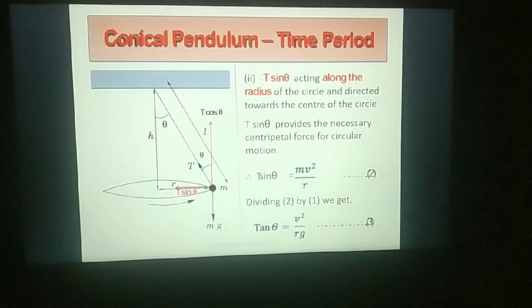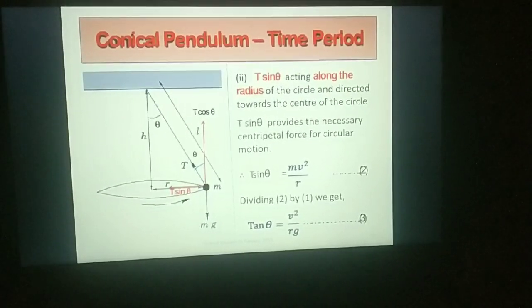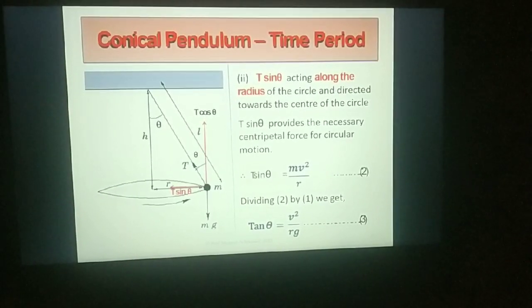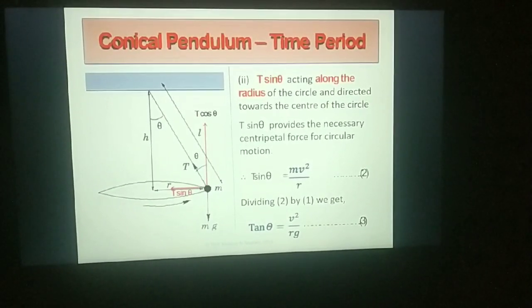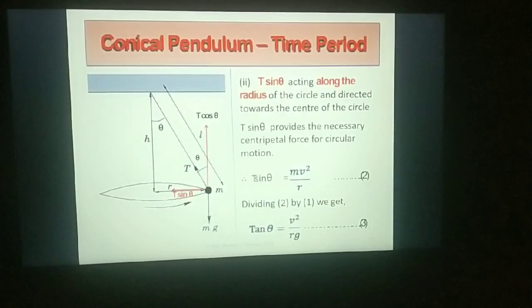Next, you can observe here the horizontal component T sin theta is along the radius towards the center, so that will be actually nothing but centripetal force. So we'll consider T sin theta equal to mv square upon r. That is your equation number 2.